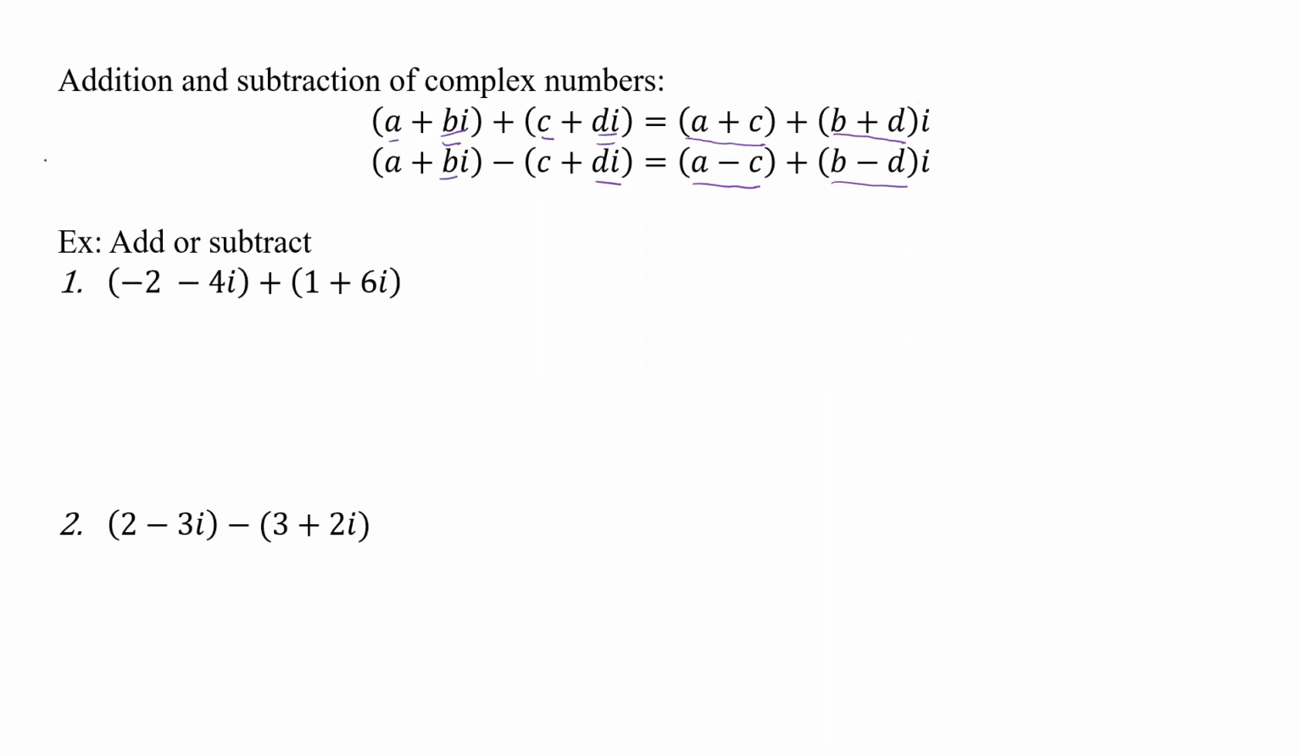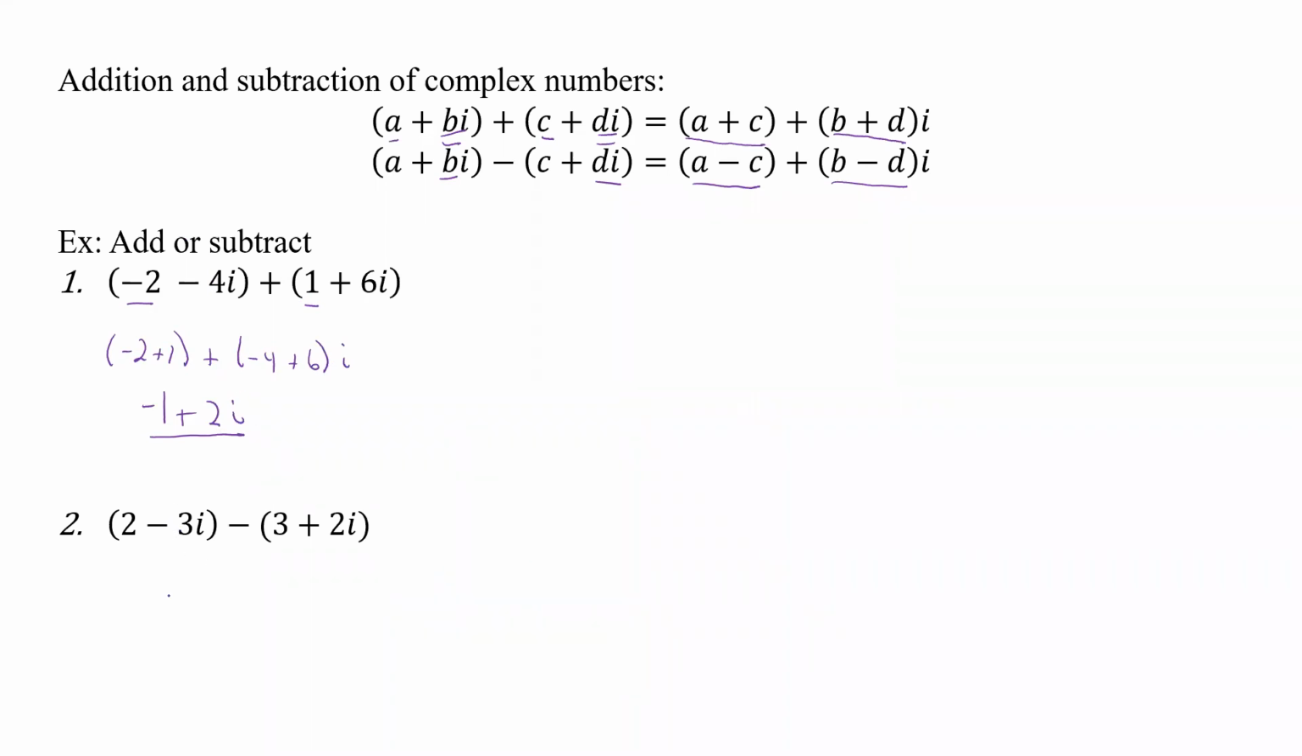Okay. So if we do that with actual numbers instead of just letters, what we have here is minus 2 plus 1. So if we write it like we have up here, we have minus 2 plus 1 plus, and then we have minus 4 plus 6 times i. So minus 2 plus 1 is minus 1 plus, then we have 6 minus 4 is 2 times i, and that would be adding those two complex numbers together.